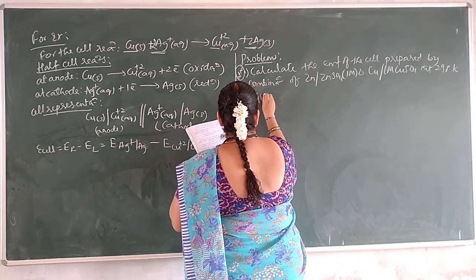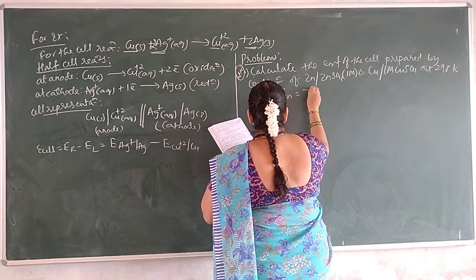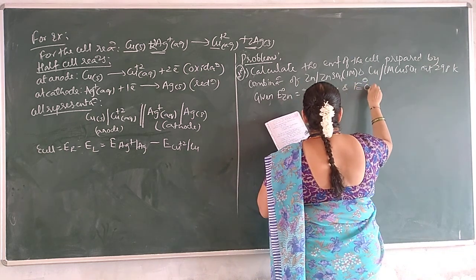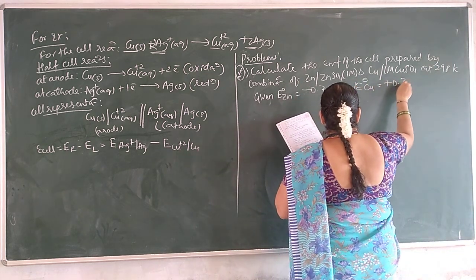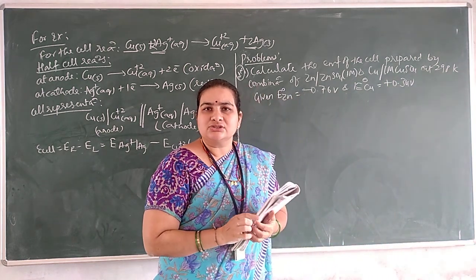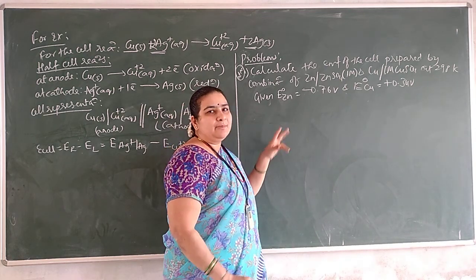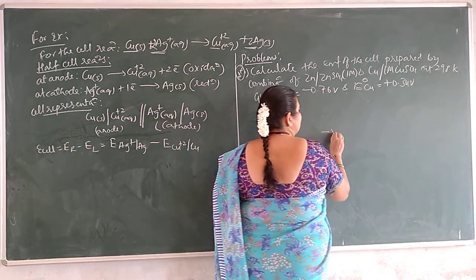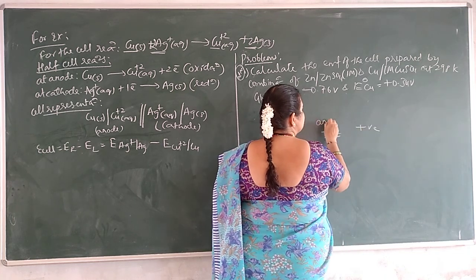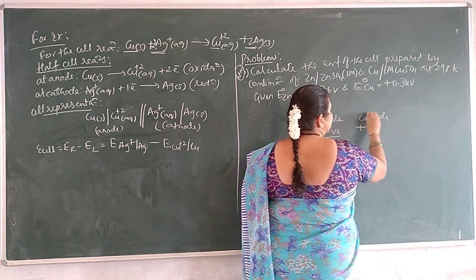Given E0 Zn is equal to minus 0.76 volt and E0 Cu is equal to plus 0.34 volt. So here they are given. How to identify the values? First I will tell you. In the problem, if you are given one negative and one positive value, then the negative value is selected as anode and the positive value is selected as cathode.